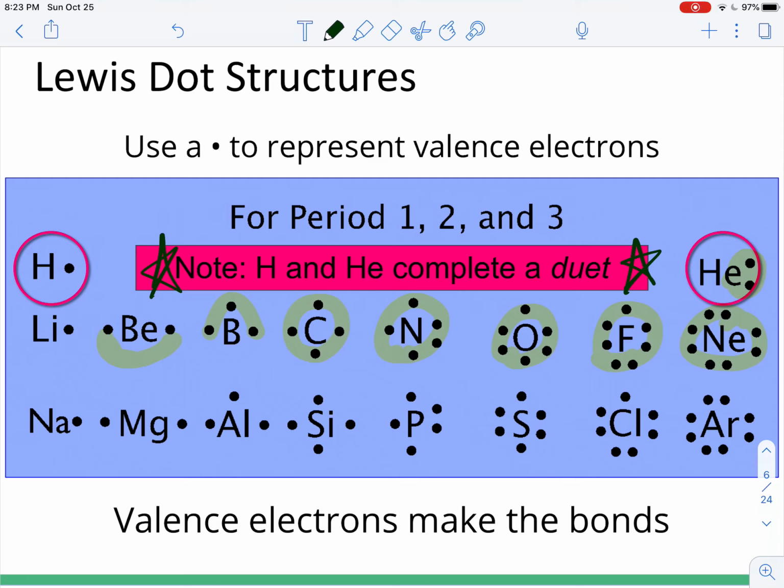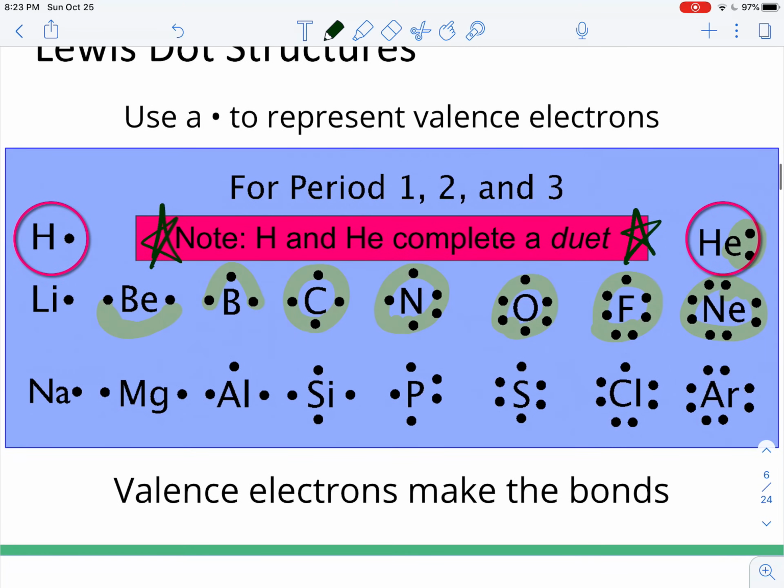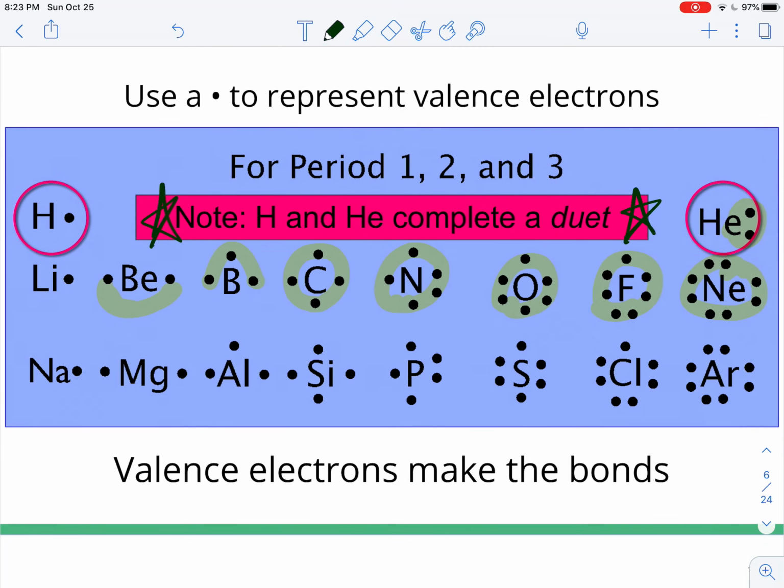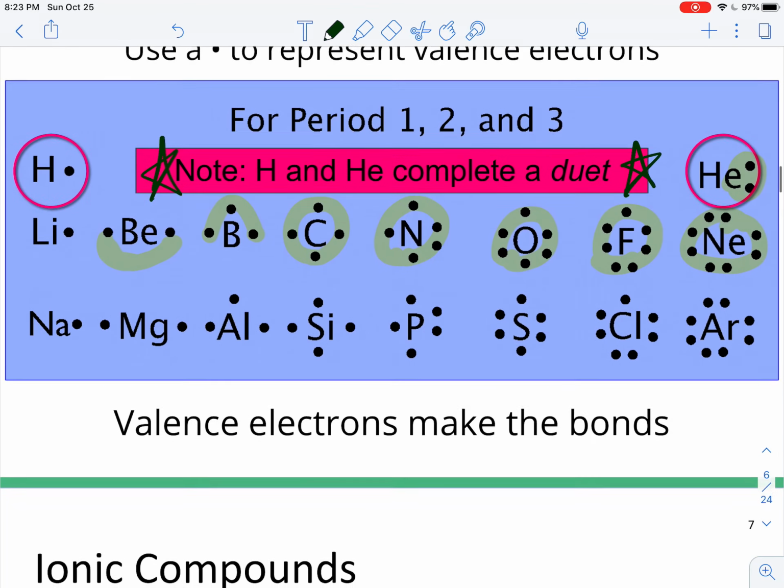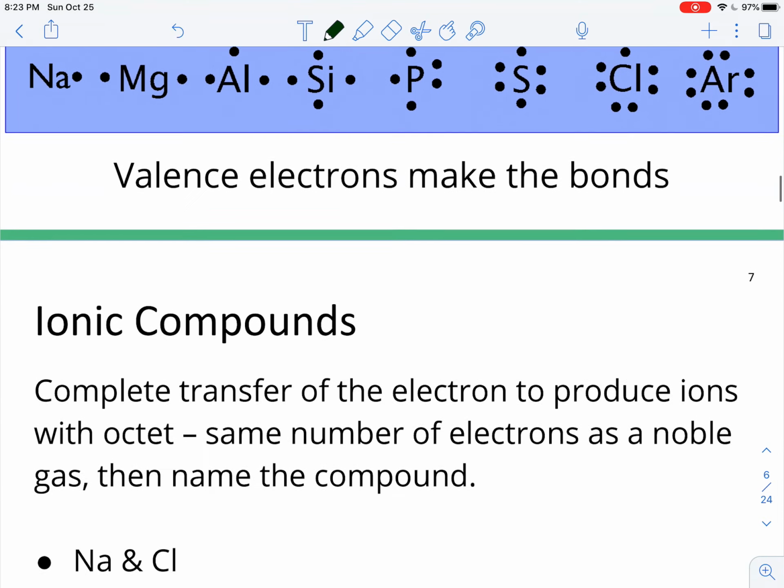So just make a note here, and it's in pink so you can remember it. Hydrogen and helium complete a duet. All the other elements are looking for an octet except for hydrogen and helium. These guys are actually happy with 2 electrons. All right, and as a reminder at the bottom, valence electrons are the electrons that make bonds, which is what we're going to look at here.